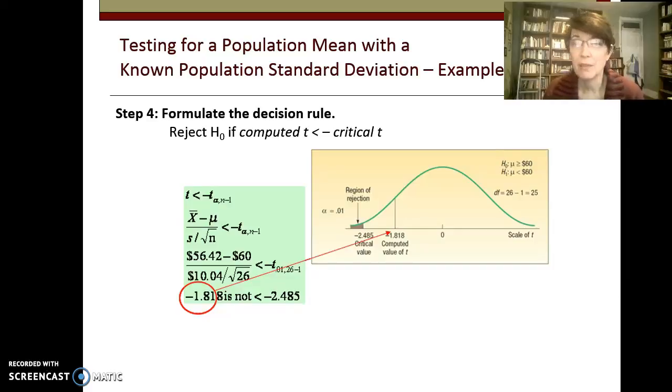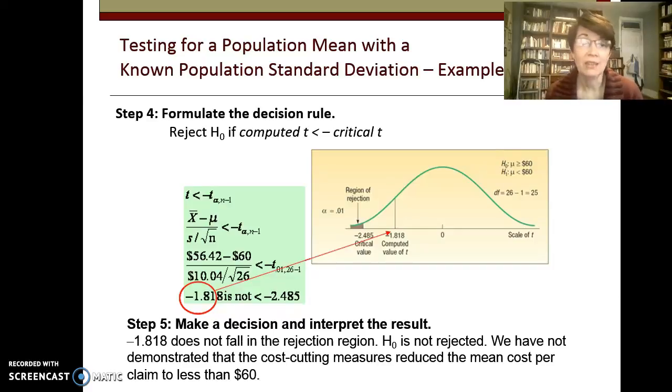So what does that mean? Well, it means that we do not reject our null hypothesis. We have not demonstrated that these cost-cutting measures have reduced the mean cost per claim to less than $60. So that's how we answer that question. Remember, we aren't proving H naught, the null hypothesis. We are just saying do not reject.